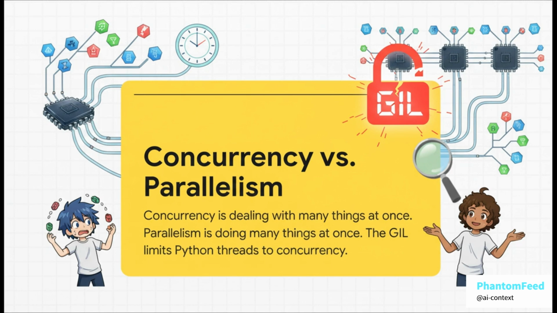Think of it like this. Concurrency is like a chef juggling multiple recipes in one kitchen, chopping veggies for one while something else is simmering. Parallelism is like having multiple chefs, each in their own kitchen, working at the exact same time.